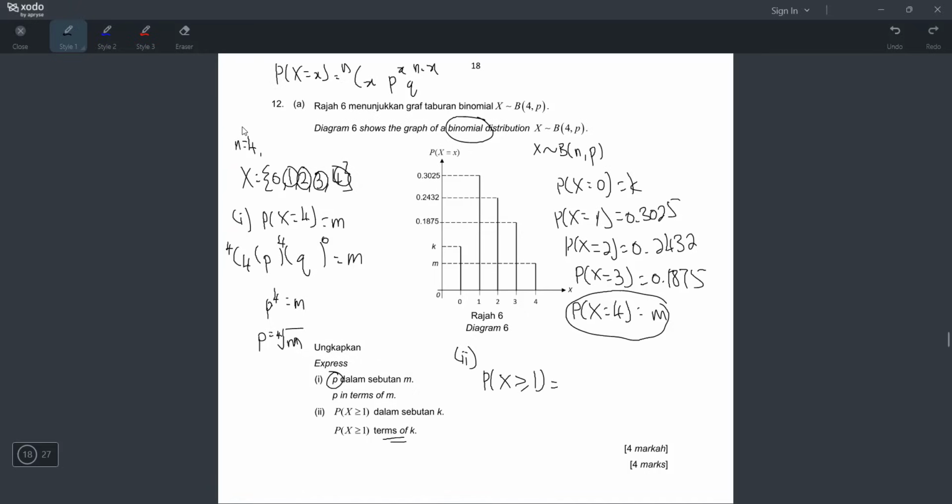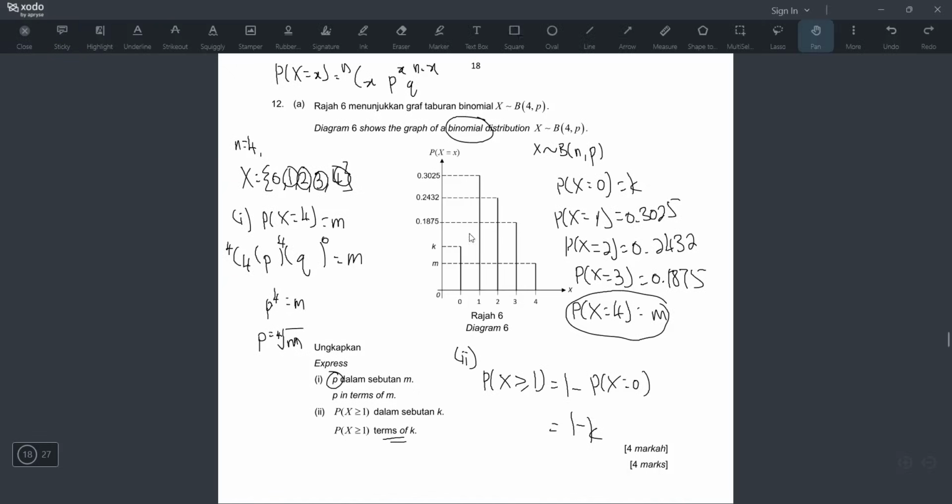So what we do is we use another method, 1 minus. Because I already explained to you in the beginning, the total probability, everything added together, must be 1. So if I want to find P(x = 1), P(x = 2), 3, 4 added together, I can also do 1, which is the total probability, minus P(x = 0). And what is P(x = 0)? k. Done. So this is the answer. Okay, let's continue. So this is binomial distribution.